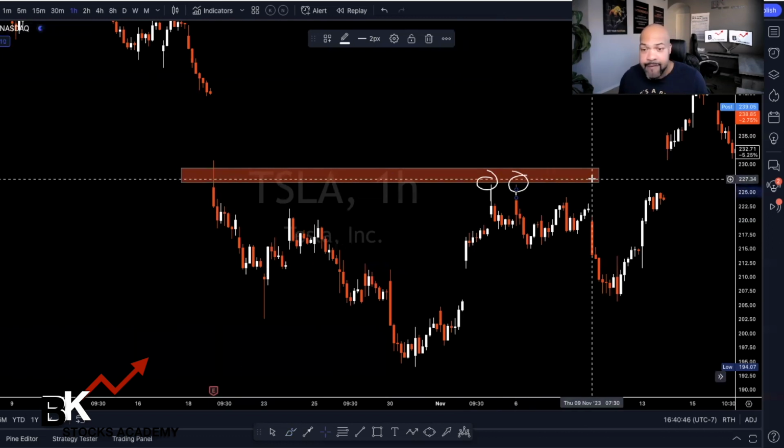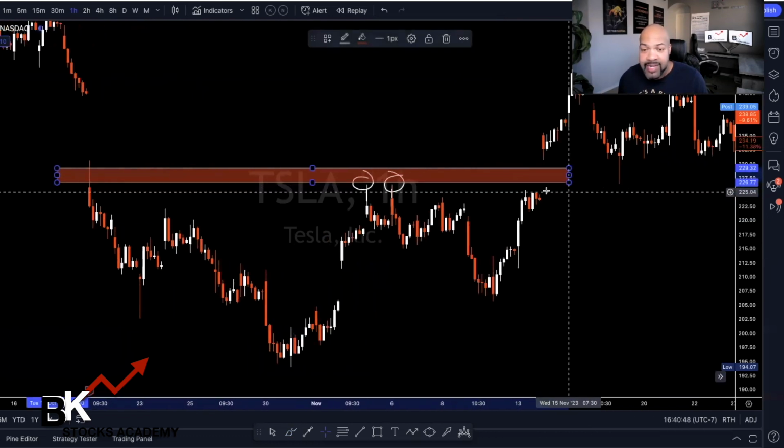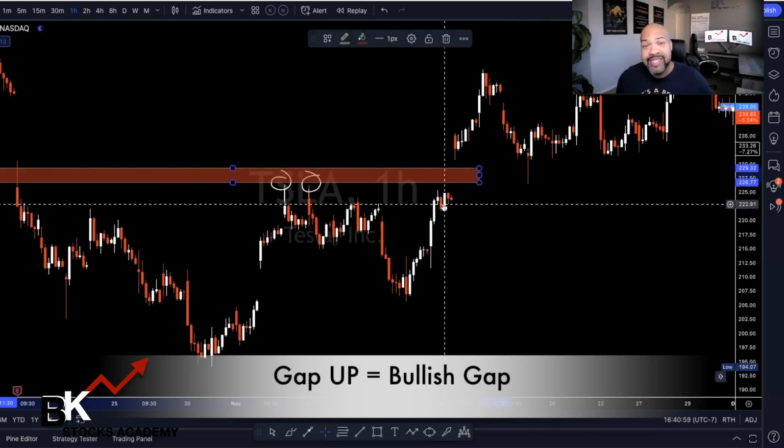Now you can see further on in the future, there was another gap here. This must have been positive news because it gapped up. Now you want to do the exact same thing.